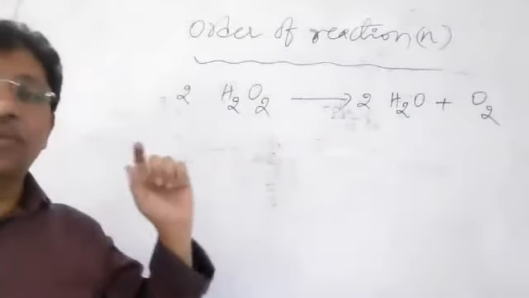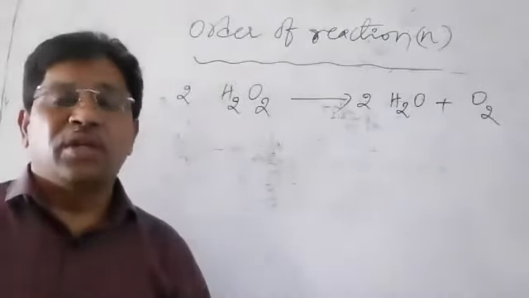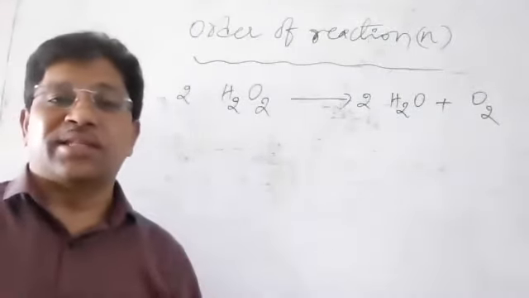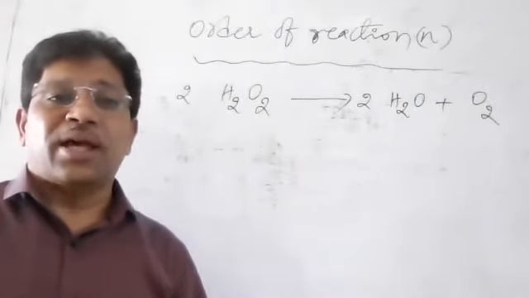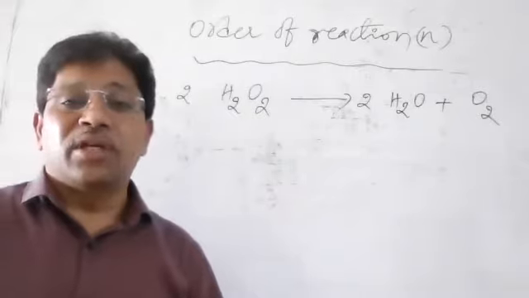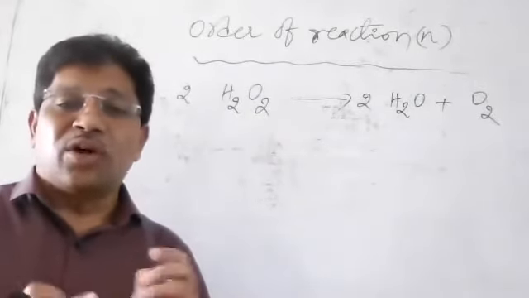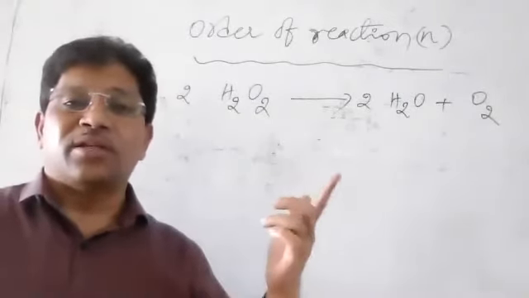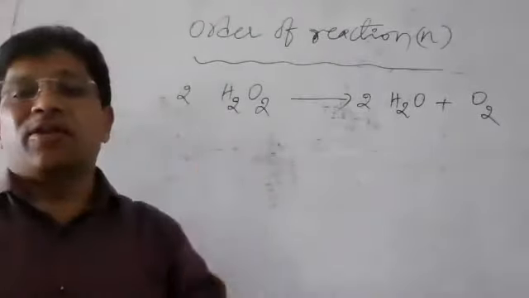2 means what? The number of reacting species colliding with each other is 2 here. Molecularity is 2 in this case. But this reaction follows first order kinetics. Okay, it is a first order reaction. But if you see the balanced equation, we feel that it is a second order reaction.